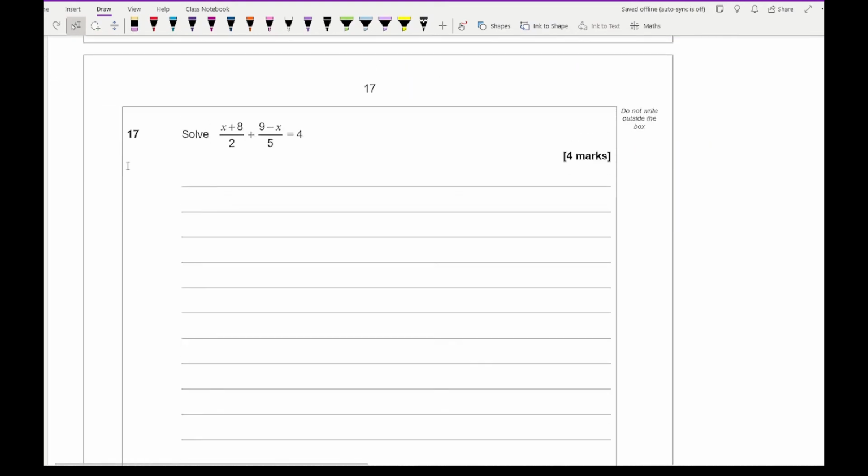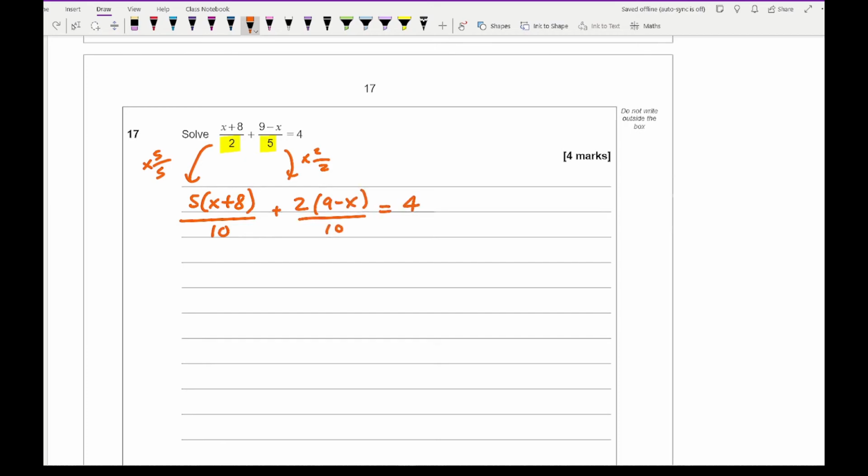Moving on to question 17, it says solve, and we've got this algebraic fraction. Now with this, we can see two fractions, and we need to try and make the denominators the same. So to make a common denominator, we look at a common multiple of 2 and 5, which is going to be 10. So I'm going to multiply this first fraction by 5 over 5 and the second fraction by 2 over 2. So what that then becomes is 5 lots of x plus 8 over 10 plus 2 lots of 9 minus x over 10, and that all equals 4.